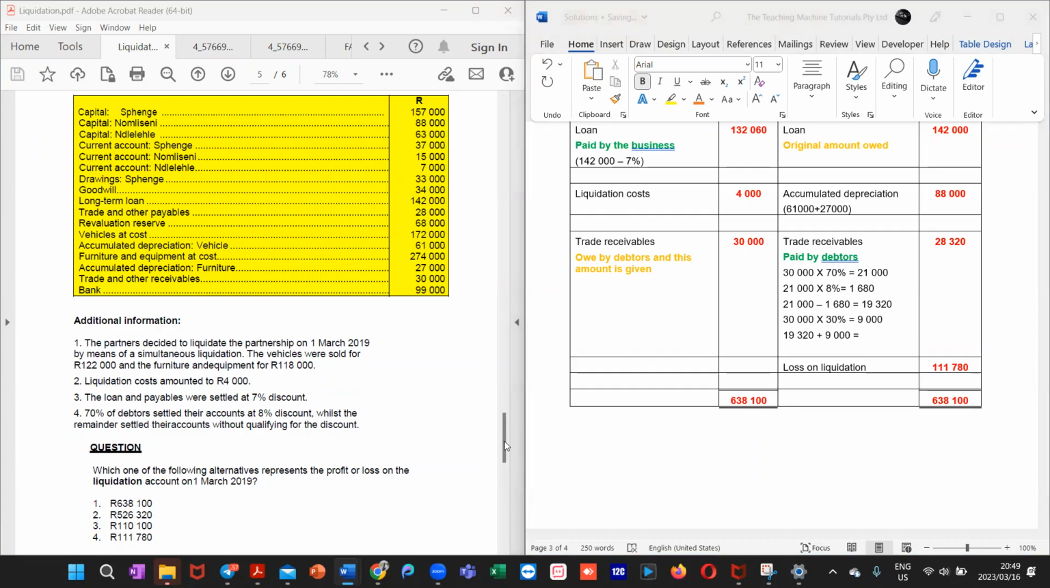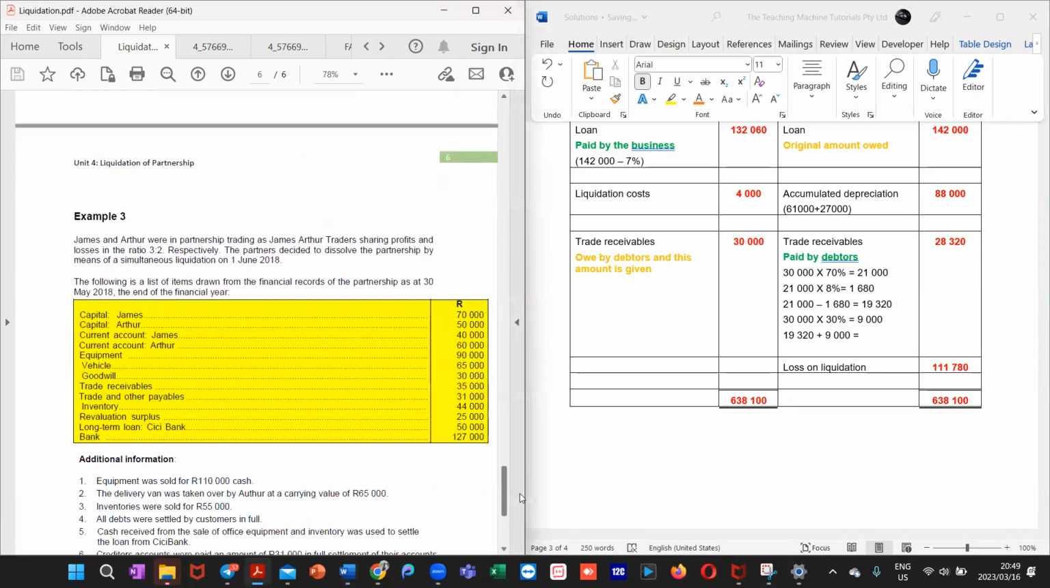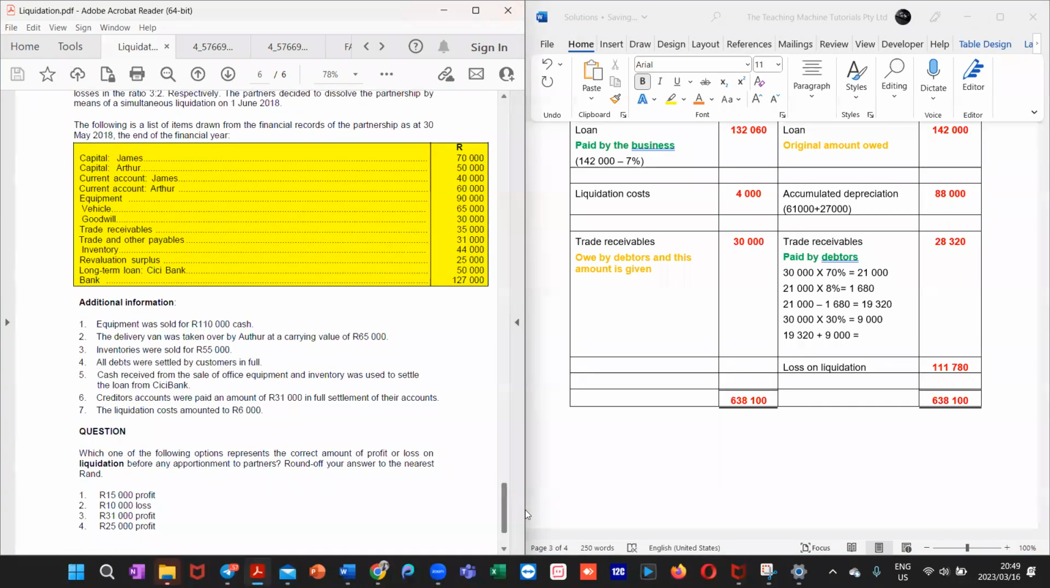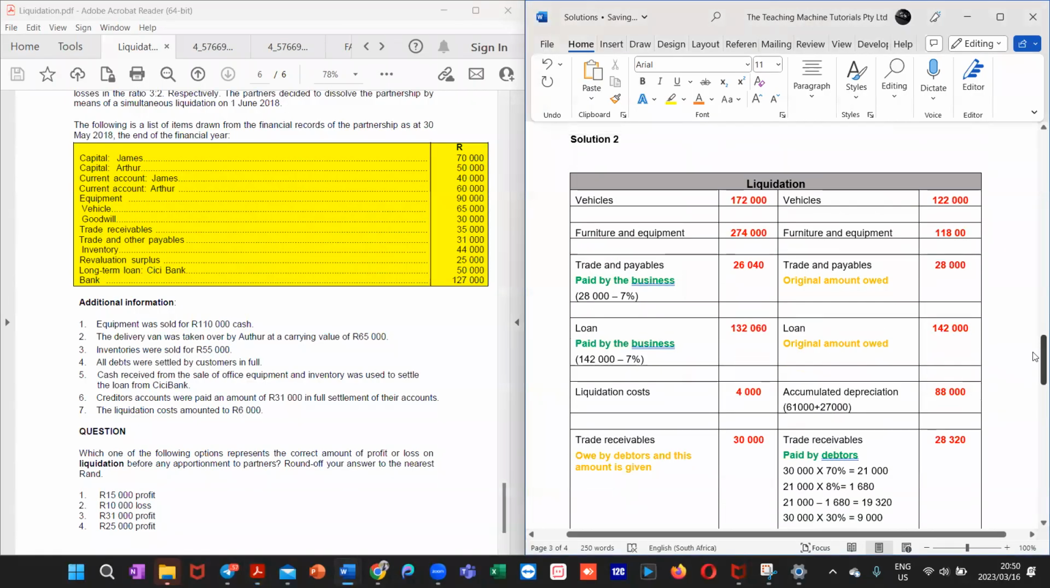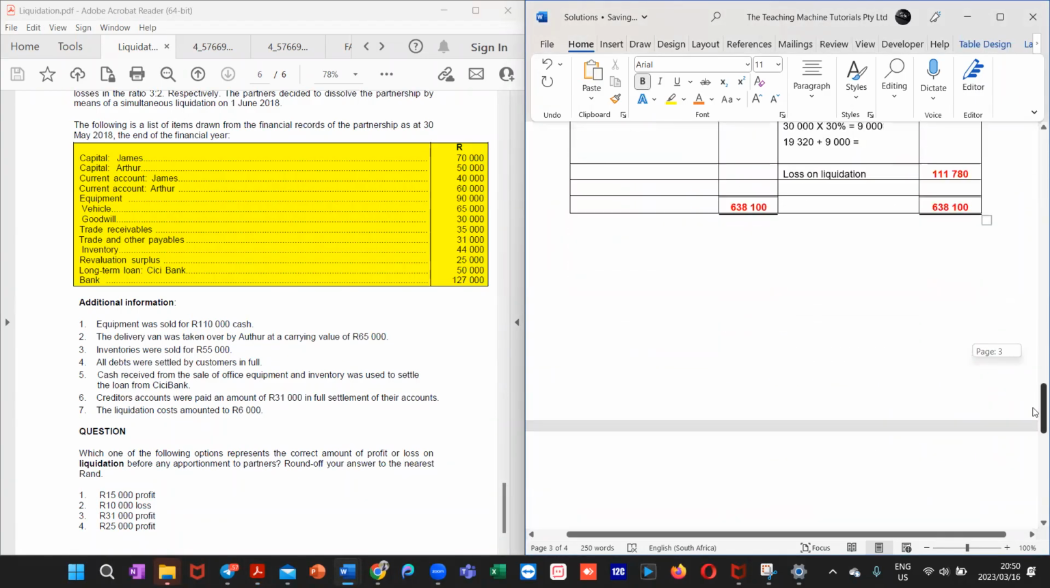Guys, I need you to do the third example. On the credit side, I think there's a 0 missing on line 2. Which line? Oh, here. Thank you very much.